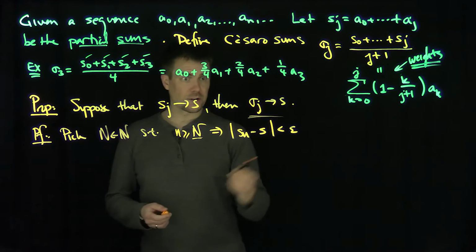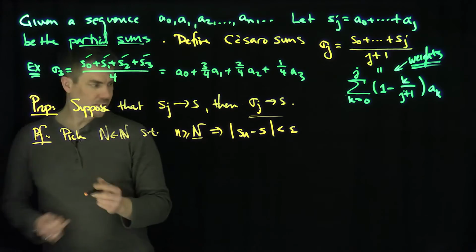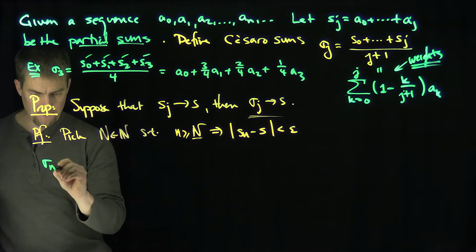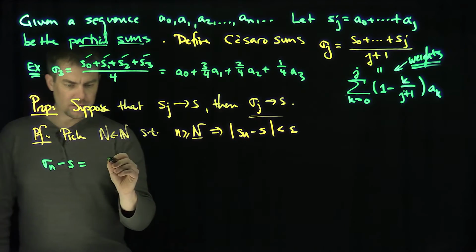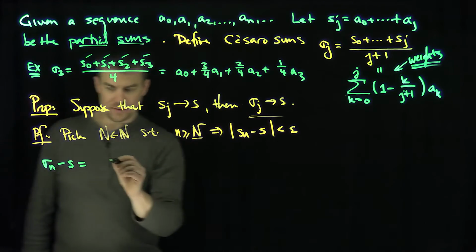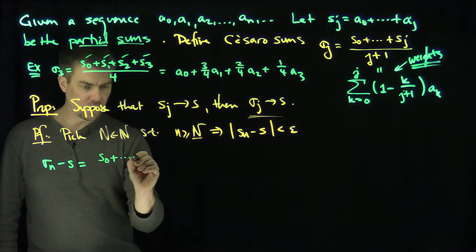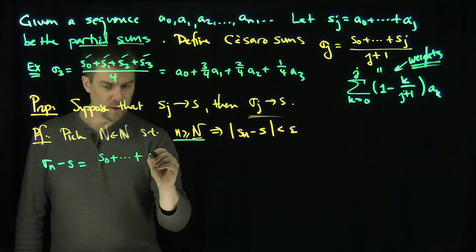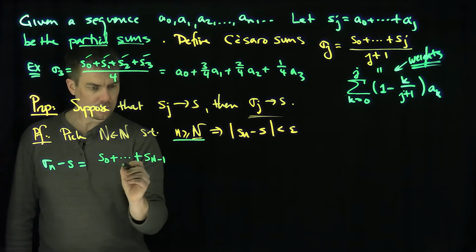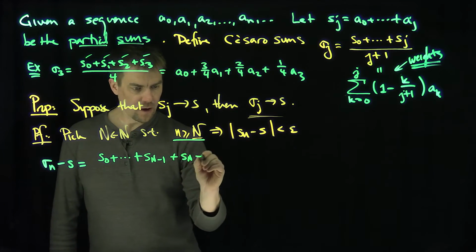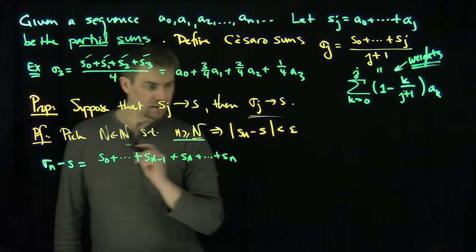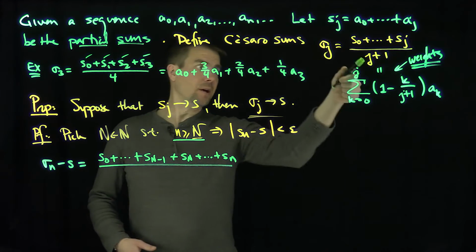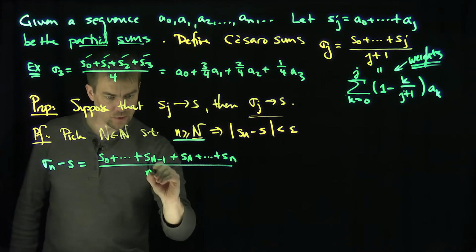So let's do the following. Let's look at sigma n minus S. Sigma n is going to be S0 plus all the way up to Sn minus 1, plus Sn all the way down to S little n, where we assume n is bigger than or equal to capital N, in that same regime, all divided by n plus 1 in the denominator, since j goes up to n, okay?